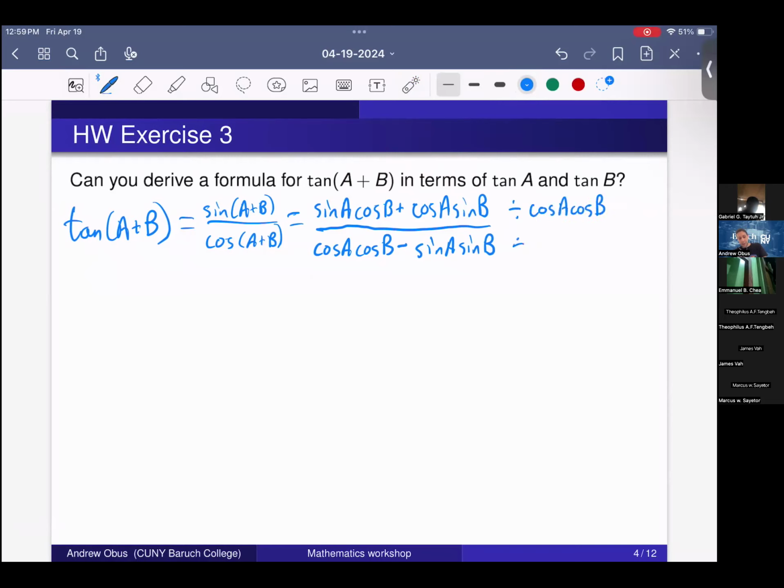by cos A cos B. That's allowed because we're doing the same thing to the numerator and the denominator. It's like reducing the fraction. We're allowed to divide them both by the same thing. So what happens when we do this?